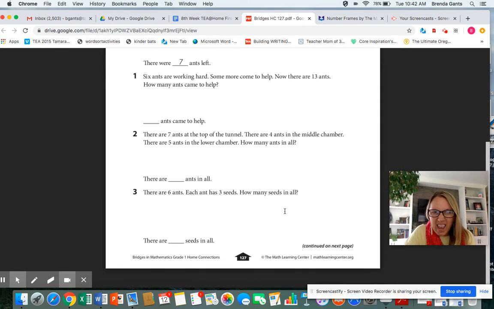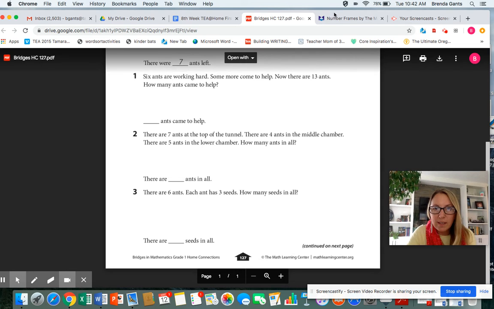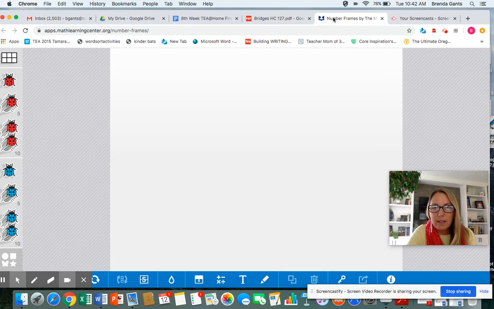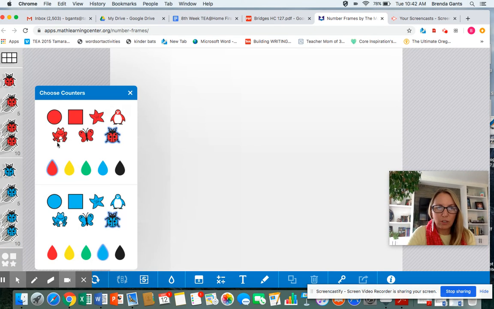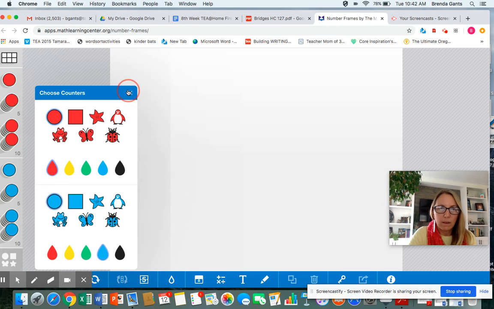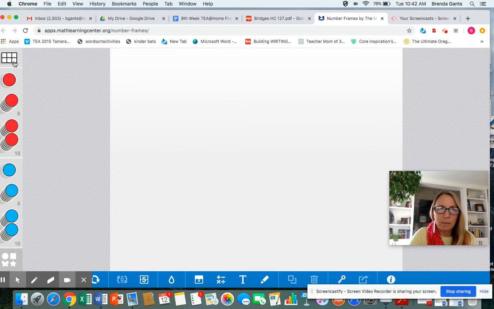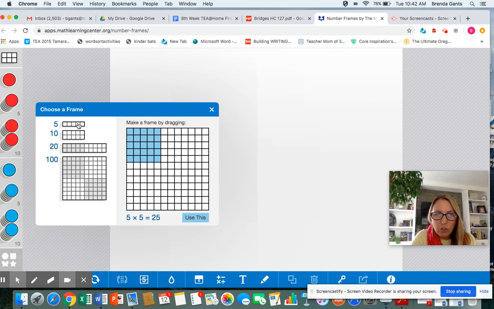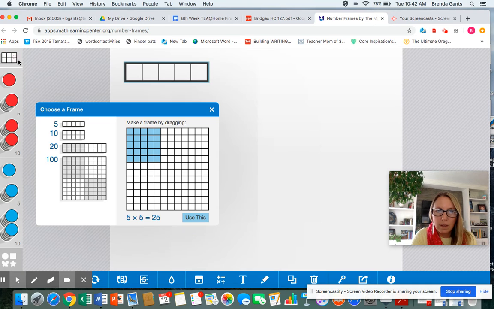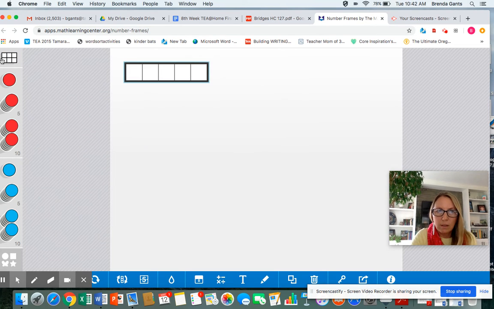There are 6 ants. Ooh, each ant has 3 seeds. Let's see about this one. 6 ants. Each ant has 3 seeds. I'm going to change these to seeds. Each ant has 3 seeds. So I could do this. That's for one of the ants. Oops.